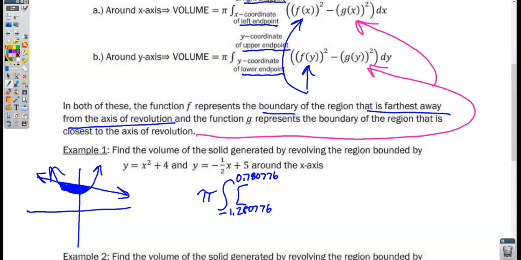Okay, so looking at this region, this line right here forms the outer boundary, and so the outer radius is going to be from that boundary down to the axis of rotation, in this case the x-axis, and so the distance between those two things is just the function. So that outer radius is going to be negative 1/2 x plus 5, and the inner radius is going to be based off of the parabola, and so that's going to be x squared plus 4. And we're going to integrate all of that with respect to x.